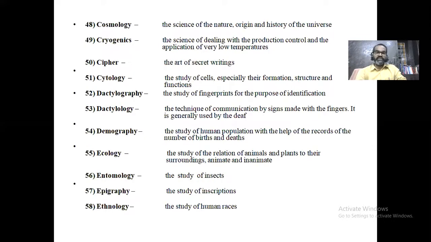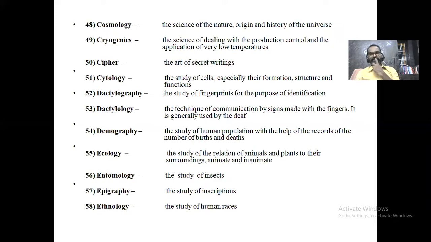And cosmology, of course. See, cosmography is that, and cosmology is the science of the nature, origin and history of the universe. The entire universe, what's happening, galaxies, the moon, planets, the sky, everything under that. So that's called the science of the nature, origin and history of the universe. That's called cosmology. Cryogenics.